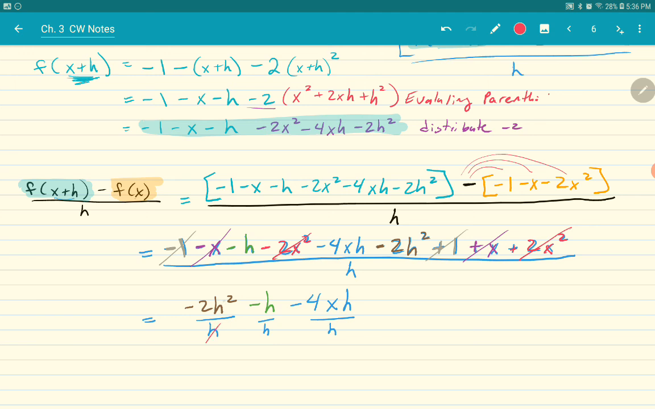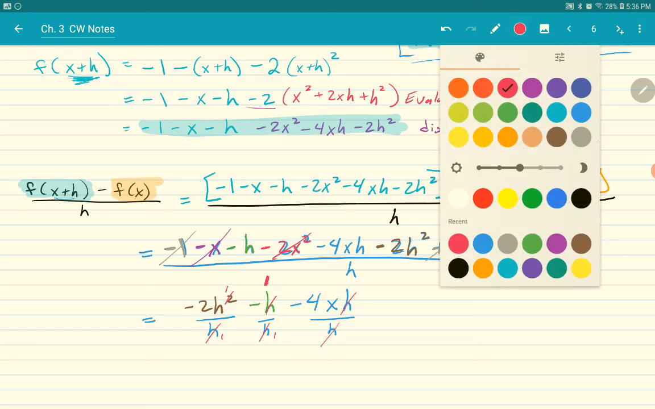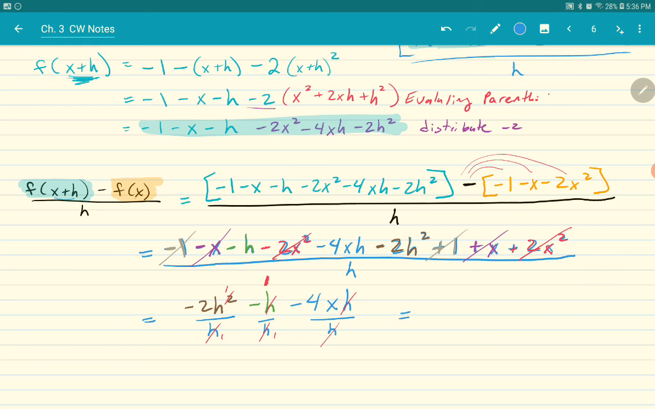Taking the h out of here, I'm left with a -2h. Taking the h out of here, I'm left with a -1. Whoops, the negative is still there. And taking the h out of here, I'm left with a -4x. So that leaves me with my final answer, which is -2h minus 1 minus 4x.